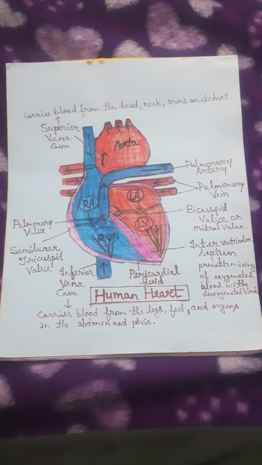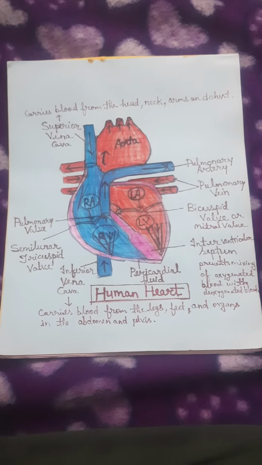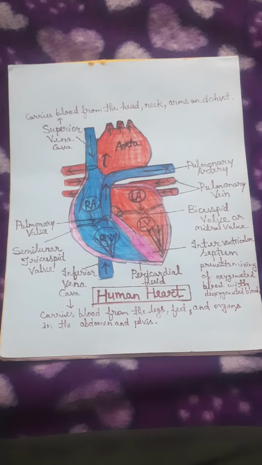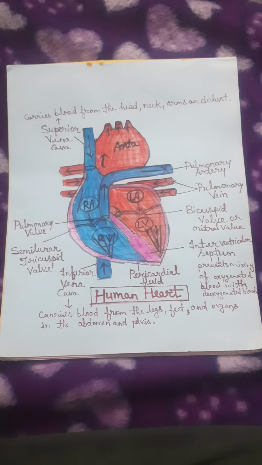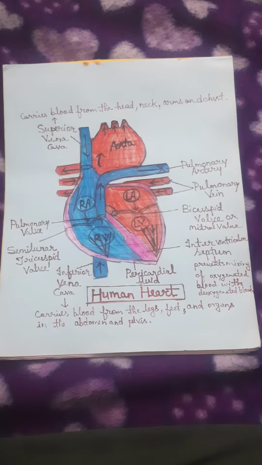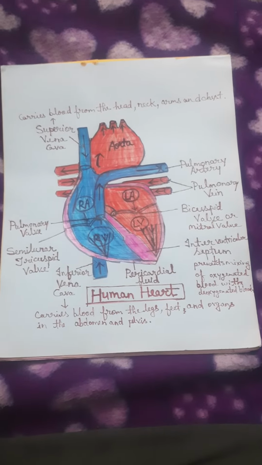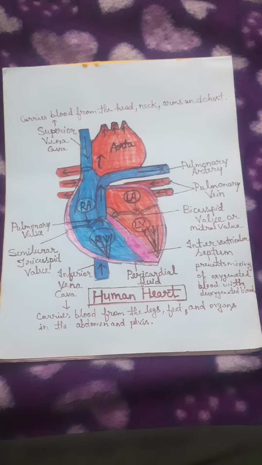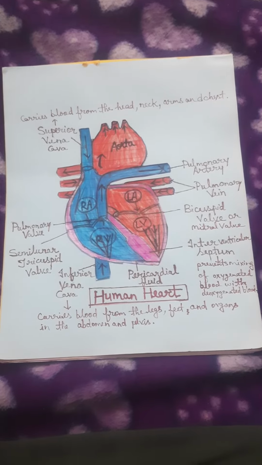Veins carry deoxygenated blood, whereas pulmonary veins carry oxygenated blood. And bicuspid valve is also called mitral valve, which prevents the backflow of blood into the atrium.